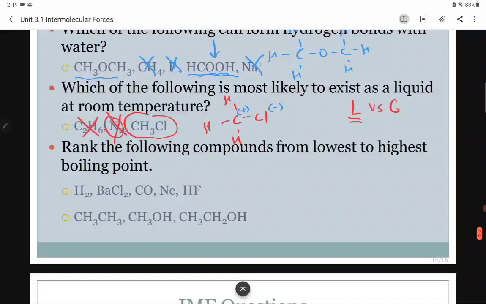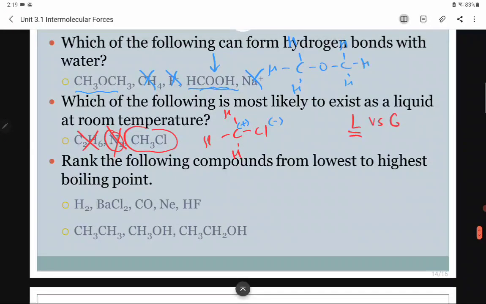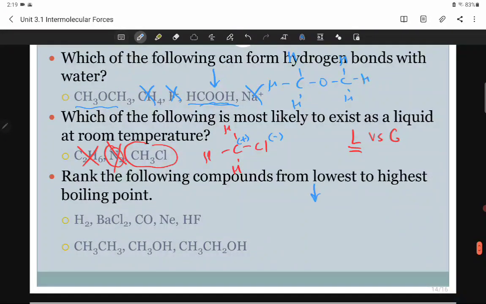Rank the following compounds from lowest to highest boiling points. So the lowest boiling point is going to have the lowest intermolecular force. The highest boiling point is going to have the highest intermolecular force. So we could start in either direction. Let's start with probably the easiest.